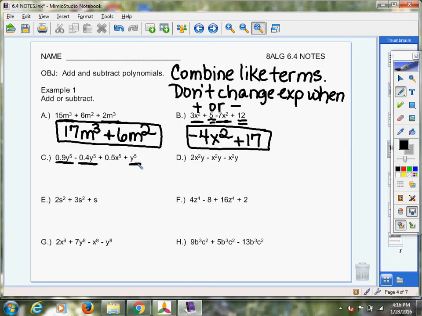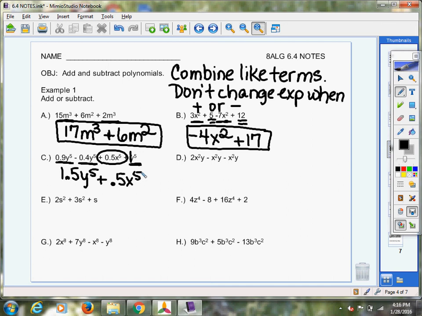So what we want to do is take 0.9 and subtract 0.4 from it. Well, that's 0.5. Now you have another y to the 5th term that has an understood 1 in front of it. So we take our 0.5 and add 1 to it, and that gives us 1.5 y to the 5th. And this one right here, there is no other x to the 5th term, so you just drop it down, plus 0.5 x to the 5th.